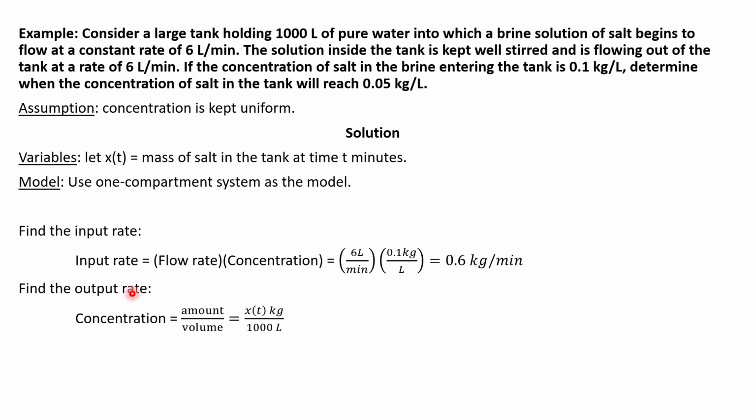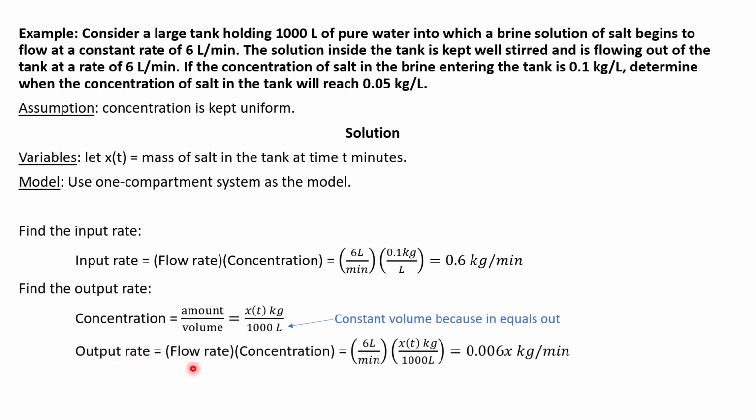Now the output rate. Let's first determine the concentration. Concentration is amount over volume, and we don't know the amount of kilograms, so we say x of t, and the volume of the tank is 1,000 liters. This is a constant volume because the input equals the output as far as the flow rate goes. We're having 6 liters pumped in and 6 liters pumped out per minute. So our output rate would be our 6 liters per minute times our concentration, giving us 0.006 x kilograms per minute.